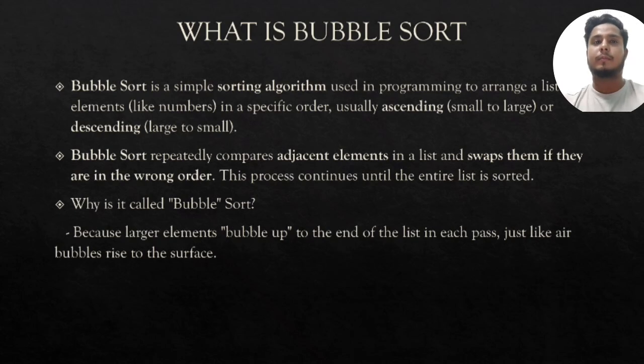What is bubble sort? Bubble sort is a simple sorting algorithm used in programming. It is used to arrange or sort in a specific order. It repeatedly compares adjacent elements in a list and swaps them if they are in the wrong order. This process continues until the list is sorted. So why is it called bubble sort? It is called bubble sort because all the larger elements bubble up to the end of the list in each pass, like air bubbles rise to the surface.